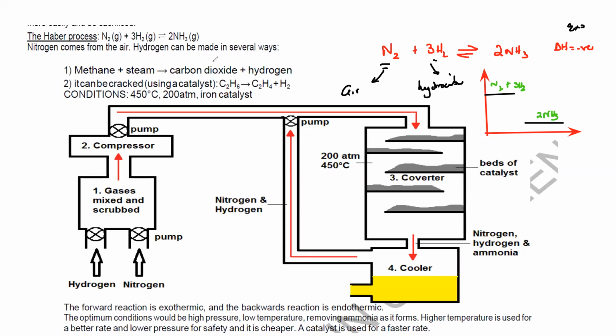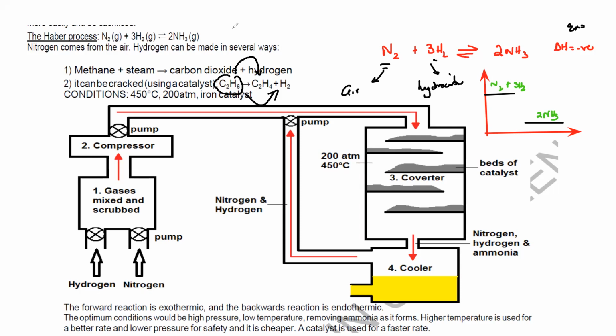So we can have this hydrogen, or it can also be made by cracking. What is the meaning of cracking? Cracking means breaking down of the large molecule into small molecules. So we have C2H6. If we crack or break it down, it will become C2H4 and H2. So cracking of a hydrocarbon also produces hydrogen. So we can use this hydrogen for manufacture of ammonia.